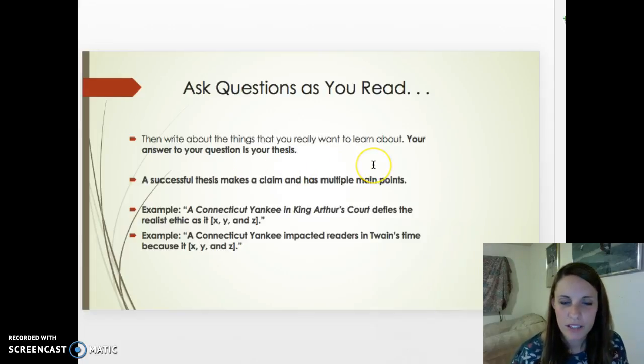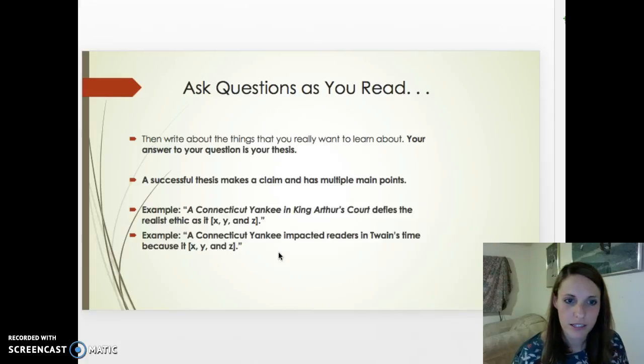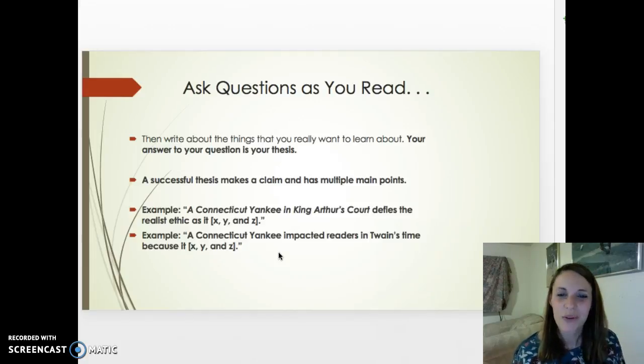So write about the things that you really want to learn about, and then your answer to the question is your thesis. And then just give a couple sample theses. A successful thesis makes a claim and has multiple main points, and so here are a few examples. One is a Connecticut Yankee in King Arthur's Court defies the realist ethic as it X, Y, and Z, and you'd elaborate on 3 things it does that don't mesh with the realist ethic. Another example, sorry it's cut off by my face a little bit, is a Connecticut Yankee impacted readers in Twain's time because it X, Y, and Z.